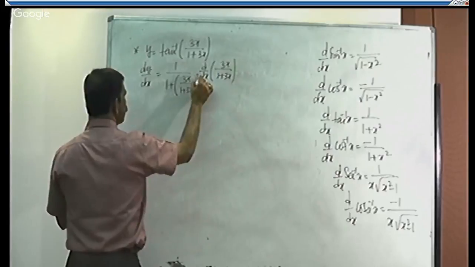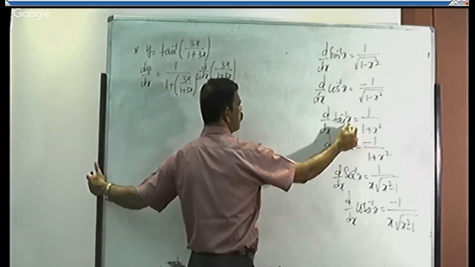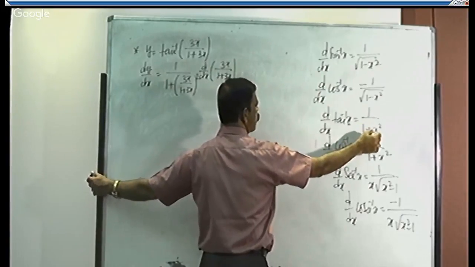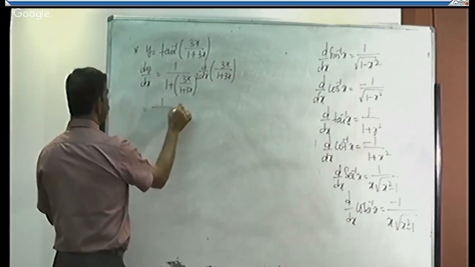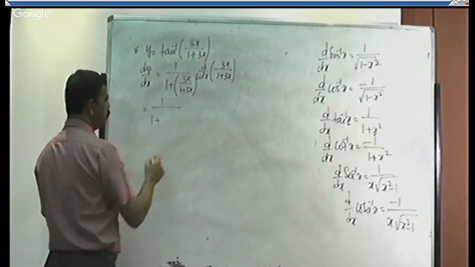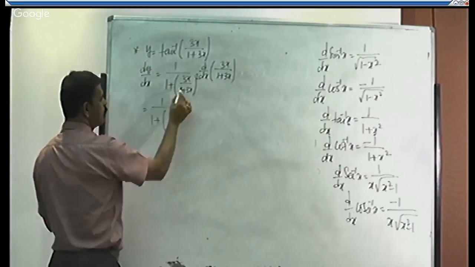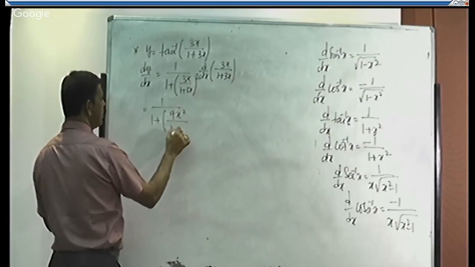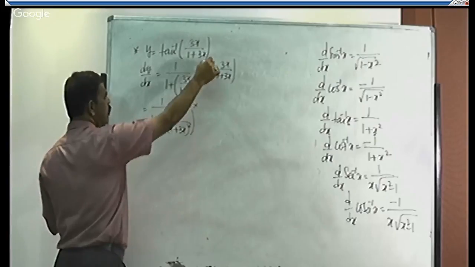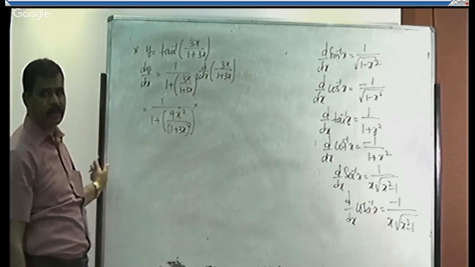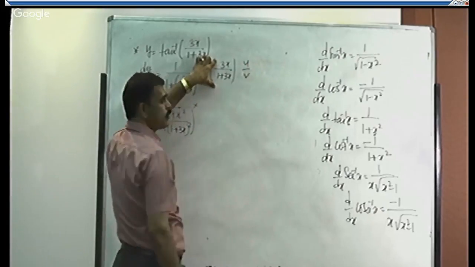This is square, correct? For tan inverse x, it is 1 by 1 plus x square. In place of x, if it is function, you have to take 1 by 1 plus function square into d by dx of function, right? You can simplify the denominator. See, 1 by 1 plus 3x whole square is what? 9x square. 3 square x square divided by 1 plus 3x whole square into, how to differentiate this? 3x by 1 plus 3x is in the quotient form, correct? To differentiate this, we have to use quotient rule.